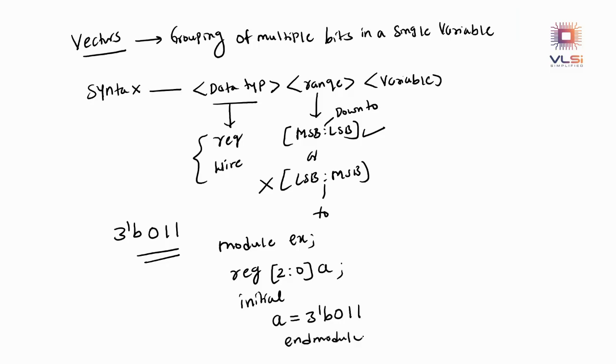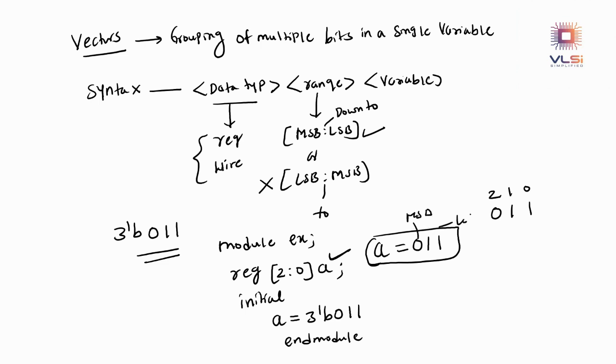Endmodule. So that means here a will store 011, because you initialize it with a 3-bit value. Okay, so this is the vectors concept. Now suppose you are giving 011, what is the index? This is 2, 1, 0. So this is the MSB and this is the LSB. 2 down to 0 means LSB and MSB.